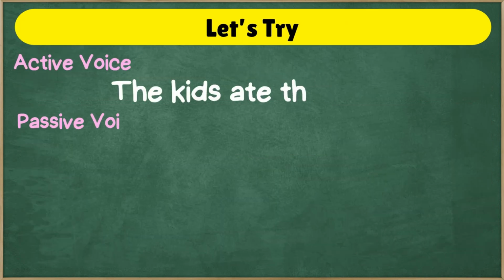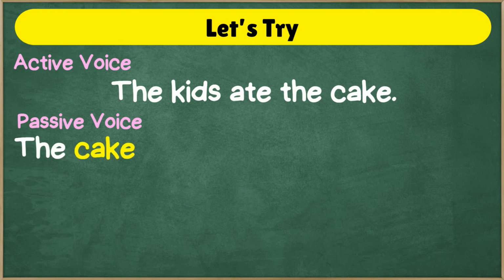Let's try. Change this active sentence to passive sentence. The kids ate the cake. Our subject is the kids. Our verb is ate and our object is cake. Let's swap the subject and object. So our new subject now is the cake.